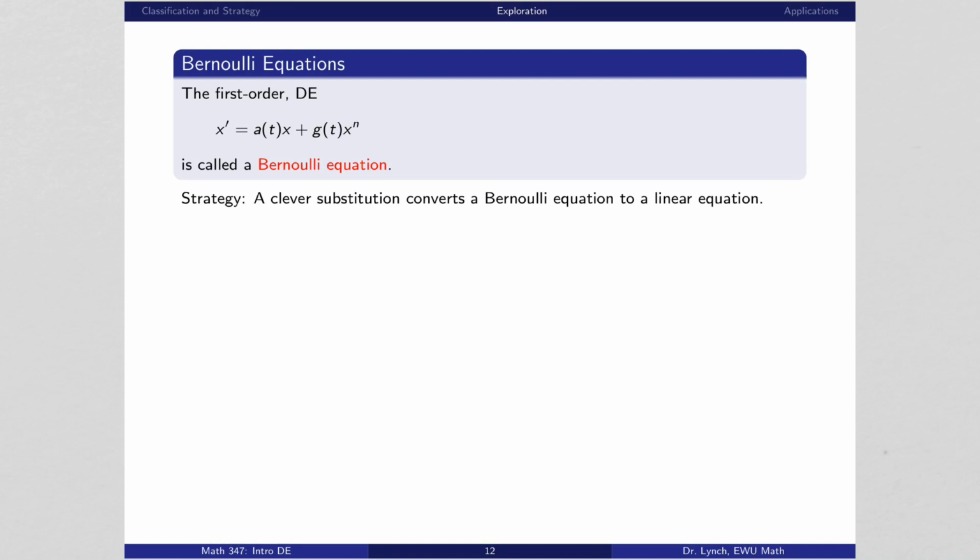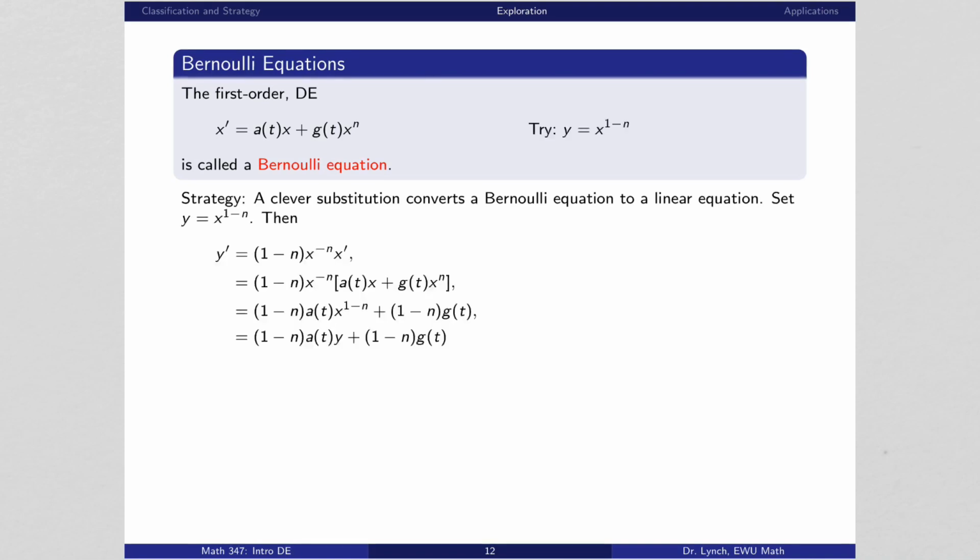Okay, finally, in this exploration bit is an exploration of a so-called Bernoulli equation. A Bernoulli equation is an equation of the form x prime equals a of t x plus g of t x to the n. You can see that in general this is not a separable or a linear differential equation when we have n, but it turns out that there's a clever substitution that converts this Bernoulli equation to a linear equation. So here's what the clever substitution is.